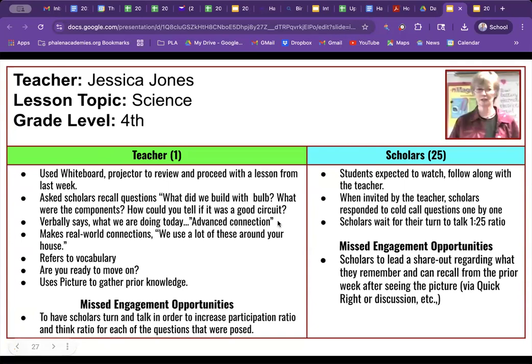And some missed engagement opportunities for the scholars would be that they could have led a share out regarding what they remember and can recall from the prior week after seeing the picture. They could have had a quick write or a discussion. And I like that, one of you shared earlier that they could have done a turn and talk, right? And that would have really increased that participation ratio. Better chance of enhanced learning outcomes.